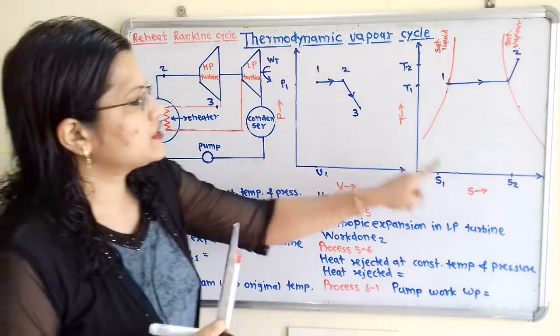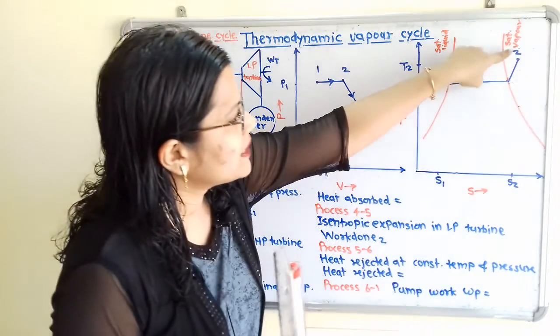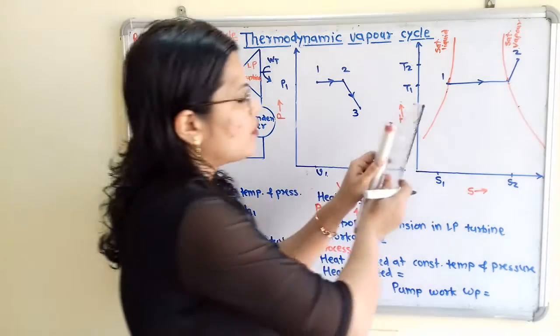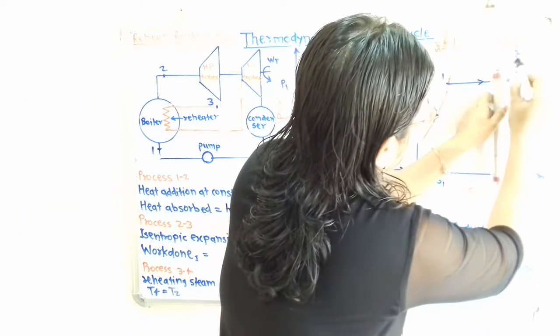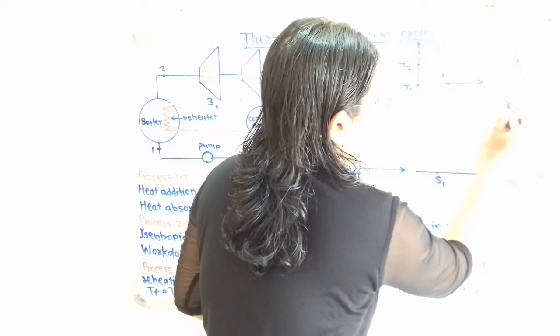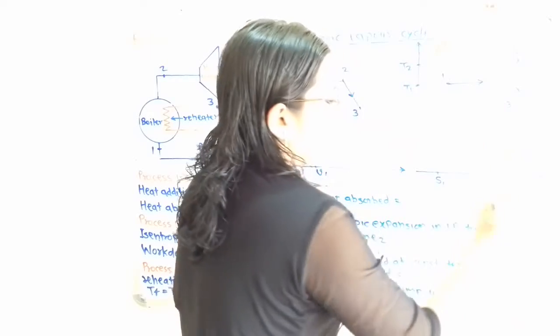Now for the temperature, entropy remains constant, and the superheated steam is getting converted into dry steam. So entropy remains constant, temperature decreases. So again I will show this. So here will be point 3. So if we observe, S2 is equal to S3.